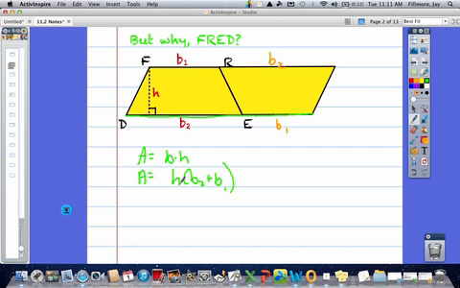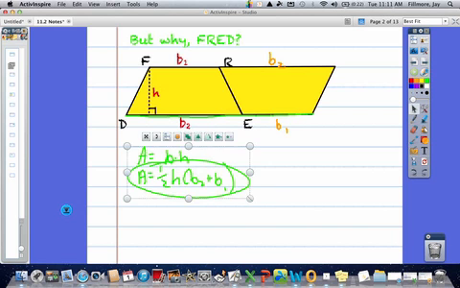However, my trapezoid is only half of the entire parallelogram. So I put that half in front. And that's where we get the formula 1/2 times the height times base 2 plus base 1, or vice versa. So again, the whole parallelogram here is the height times B1 plus B2. But since a trapezoid is only half of this whole thing, we put the half in front. That's one way to look at how this was derived.